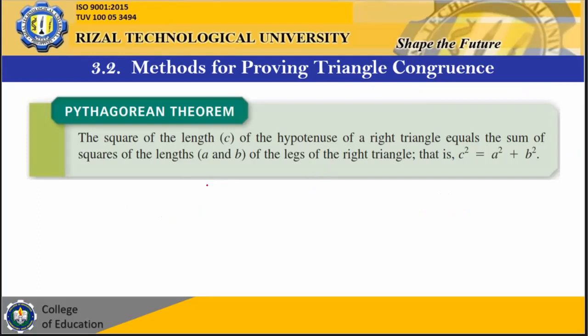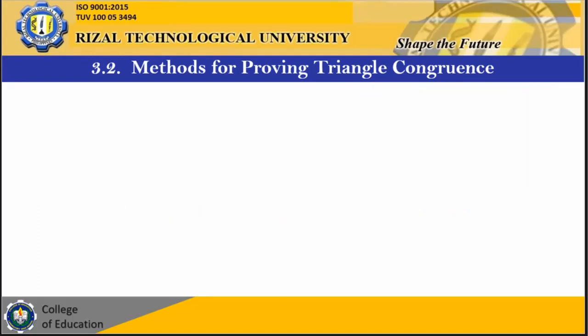So the Pythagorean Theorem says that the square of the length of the hypotenuse of a right triangle is equal to the sum of the squares of its two legs. That is, we say that C squared is equal to A squared plus B squared. Okay? So, what we're going to do is prove it. The proof of the Pythagorean Theorem.